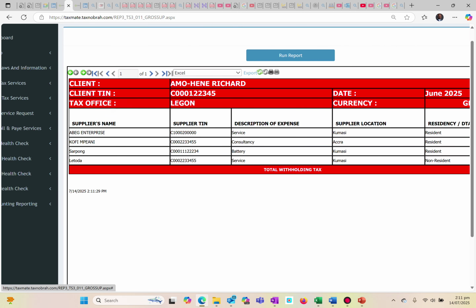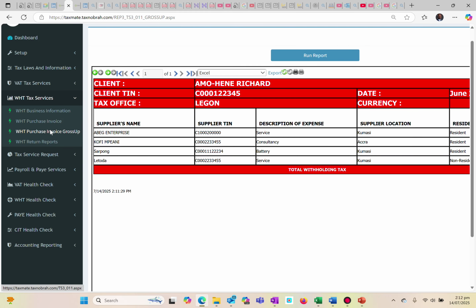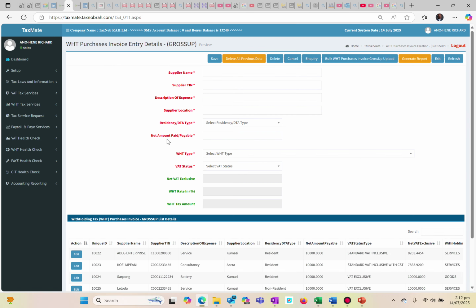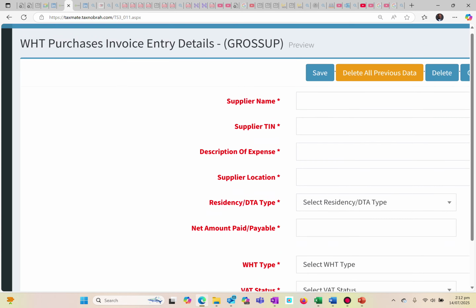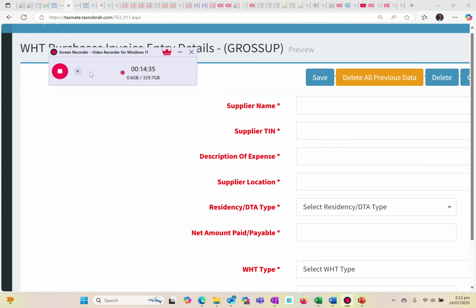So basically, this is how to upload or populate our gross up information. We will do a bulk one for gross up as well. This time we've tried to think through what you are likely to go through and done it in a way that will help you achieve your purposes. So if you have any challenge, please contact us and we will be able to assist you. Thank you.